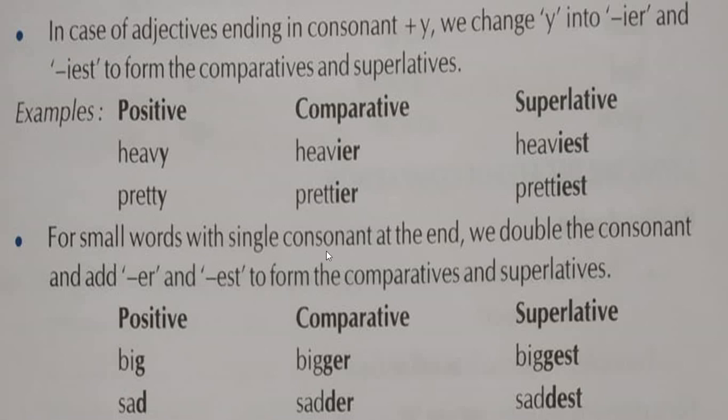For small words with a single consonant at the end, we double the consonant and add er and est to form the comparatives and superlatives. In spellings we have done, no? With single vowel words, that is single syllables, with one syllable word, what do we do? We double the last letter. Okay? Big, bigger, biggest. Sad, sadder, saddest. See, it is a single syllable word with one vowel and the last letter is doubled.